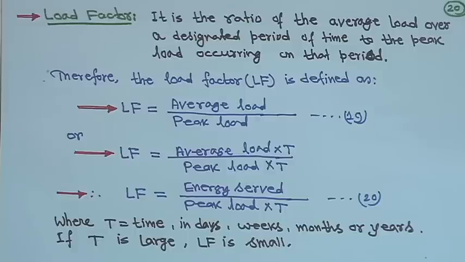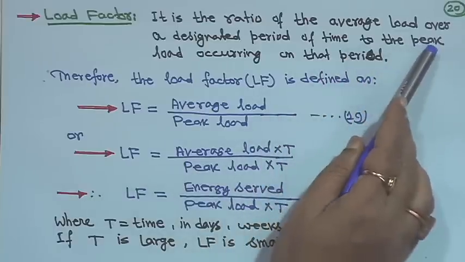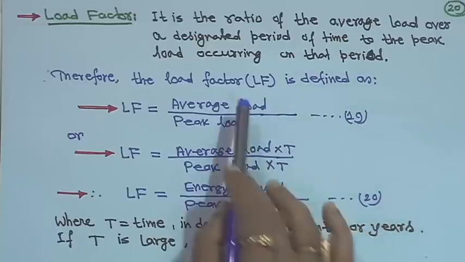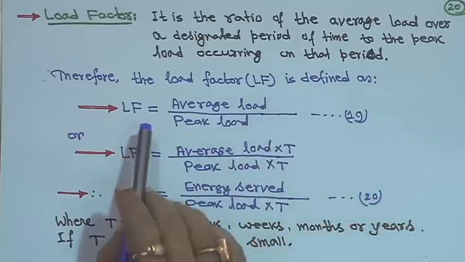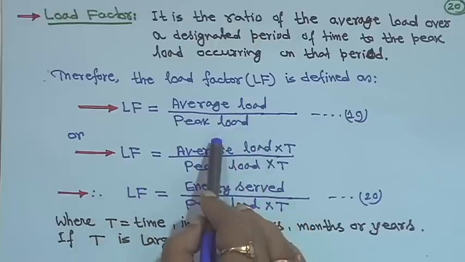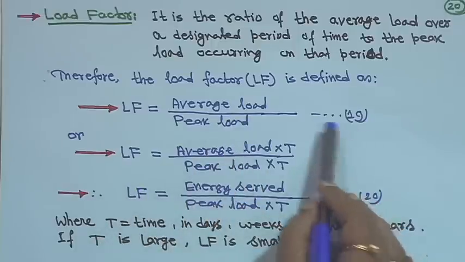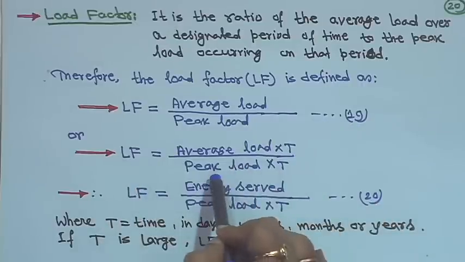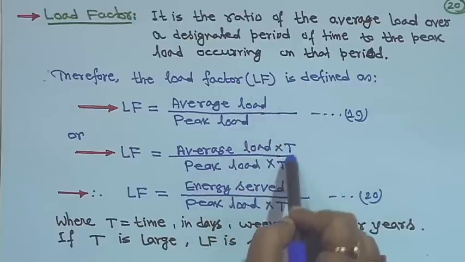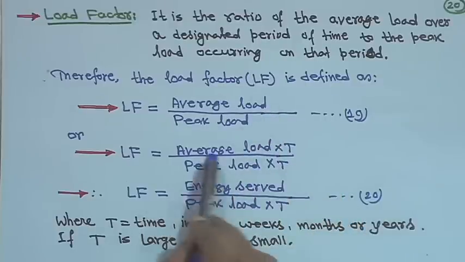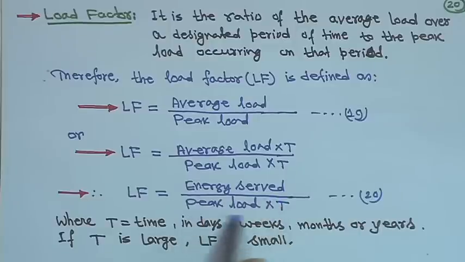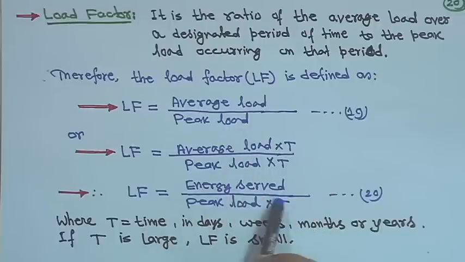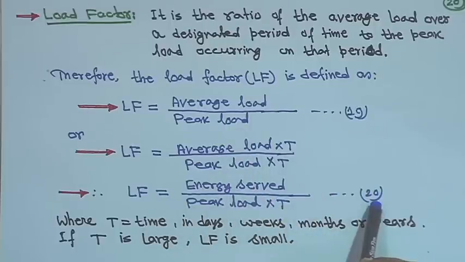Next, load factor. It is the ratio of the average load over a designated period of time to the peak load occurring in that period. We define load factor by LF. So, load factor is equal to average load by peak load. This is equation 19. Or load factor can be defined as average load into T divided by peak load into T. Or load factor is equal to energy served divided by peak load into T. This is equation 20.